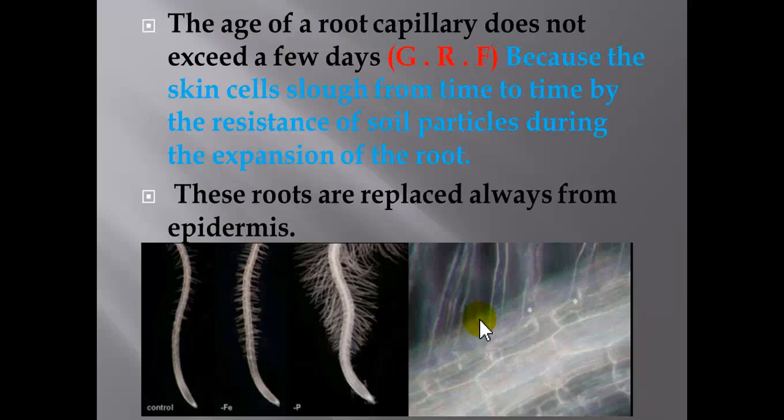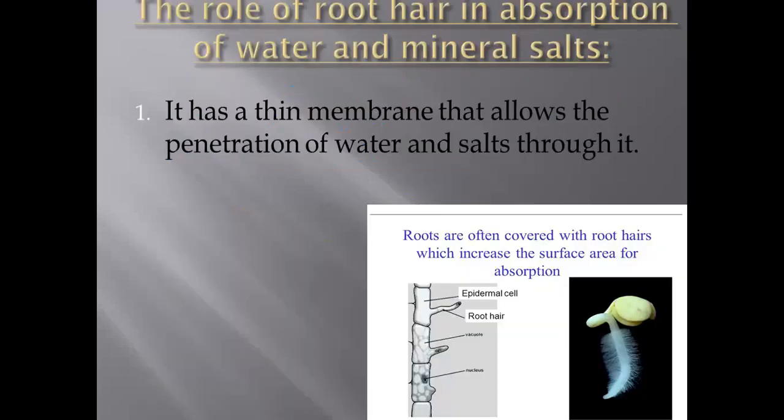The age of a root hair doesn't exceed a few days. Why? Because the skin cells slough off from time to time by resistance of soil particles during expansion of the root. Root hair is very thin, so it is damaged from time to time due to resistance with soil particles. These root hairs are always replaced from the epidermis layer. Thank you, grade 6.